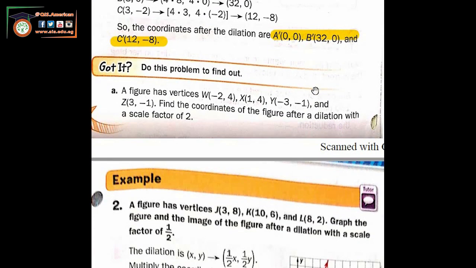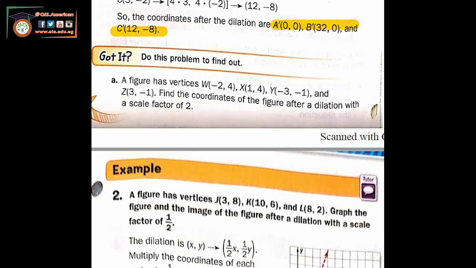Okay, can you solve this by yourself? I think you can. A triangle has vertices W negative 2 and 4, X 1 and 4, Y negative 3 and 1, and Z 3 and negative 1. Find the coordinates of the figure after dilation with a scale factor of 2. My rule is x and y become 2 times x and 2 times y. I need you to find W dash, X dash, Y dash, and Z dash, and you can find it.